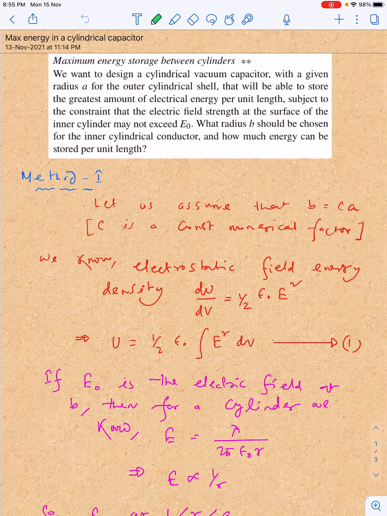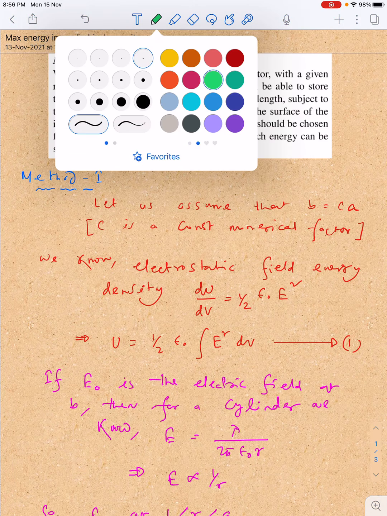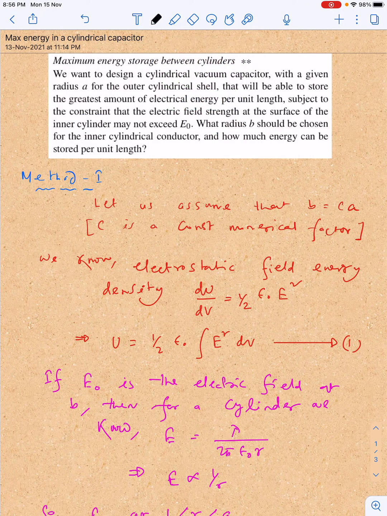I will definitely discuss one method and I will leave the other method to you. Here, let us consider that b equals c into a, where c is simply a constant, a multiplier factor. So you don't have to worry much about c.